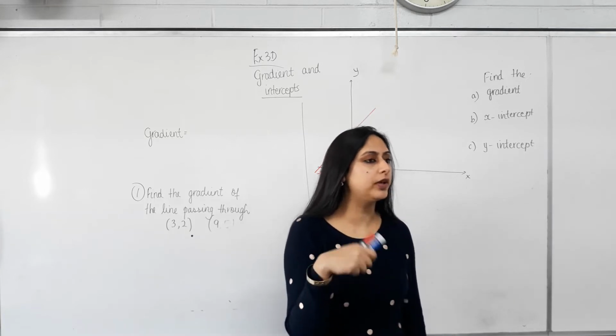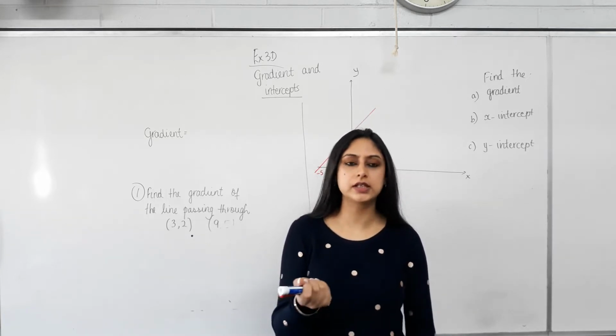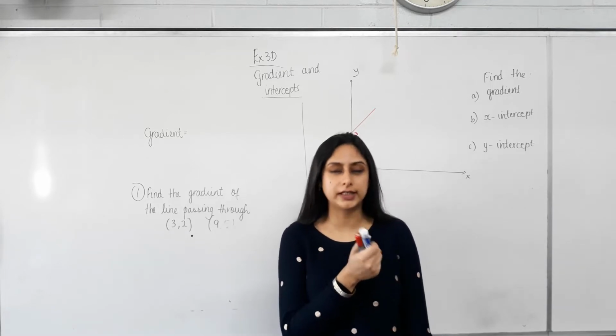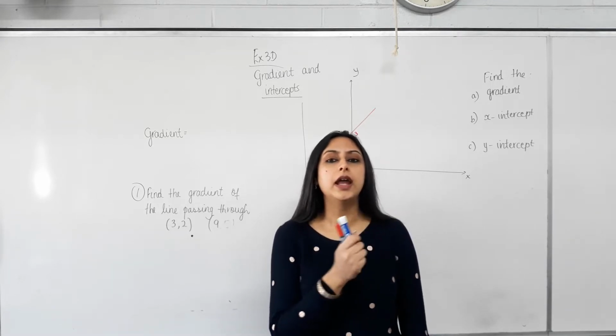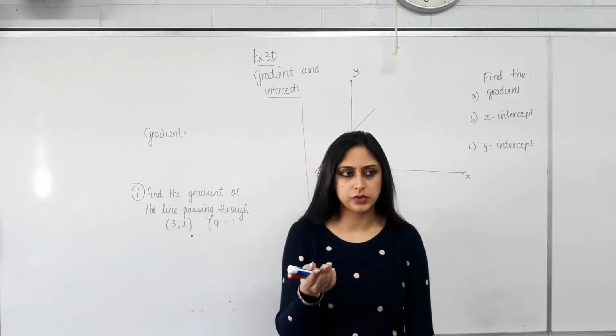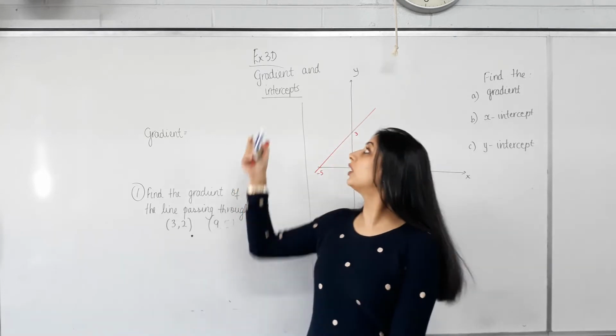Intercepts now. We've learned how to sketch lines. We've learned how to plot them, not sketch them. I'll be talking about sketching next lesson possibly. Now there are certain properties a graph has and we need to identify those. So there is something called the gradient.